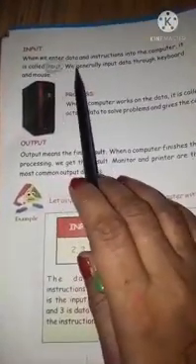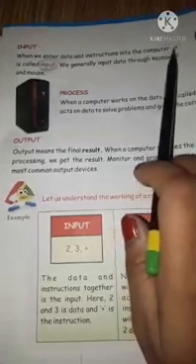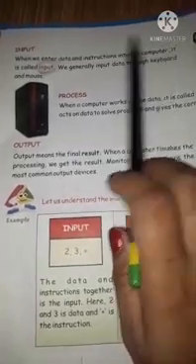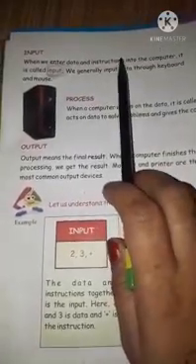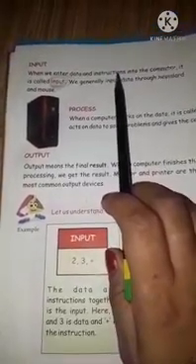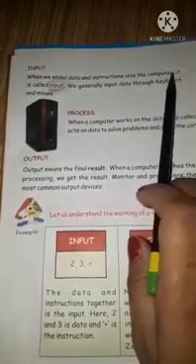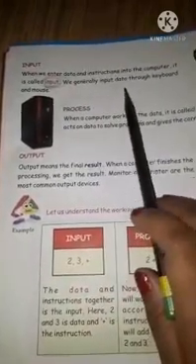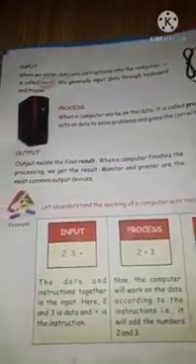See children, this is input. When we enter data and instructions into the computer, children, do you know data and instructions? Letters, numbers, symbols, pictures are data and instructions. Whatever we enter into the computer is called input. We generally input data through keyboard and mouse. And after entering, the CPU works on data.